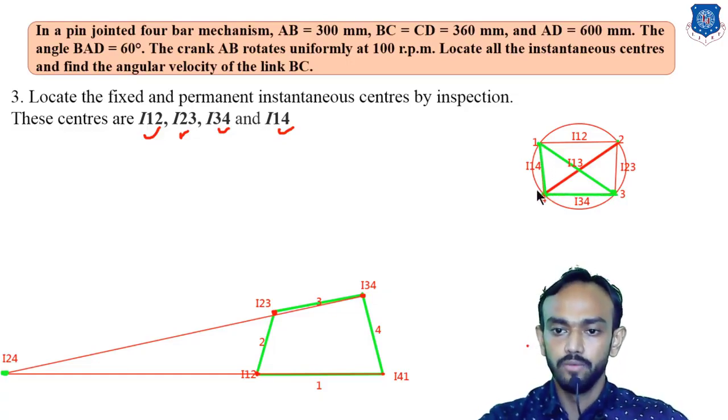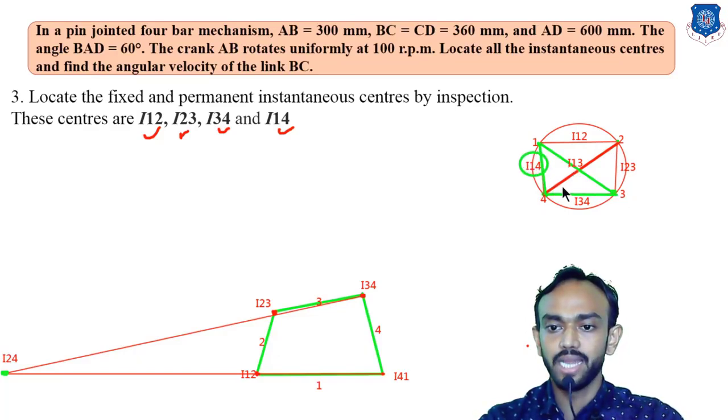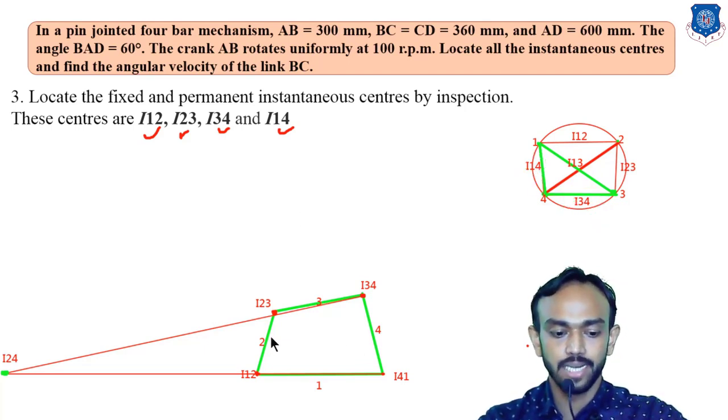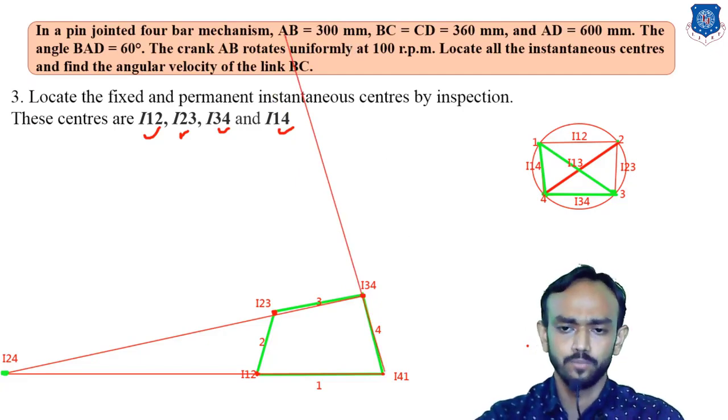Okay, 1, 4, 3. And in this case, the line passes through I14 and I34. Draw the line. Let's start. I14, where is that? Yes, 1, 4 and 3, 4. So this is the line. I don't know the length right now.